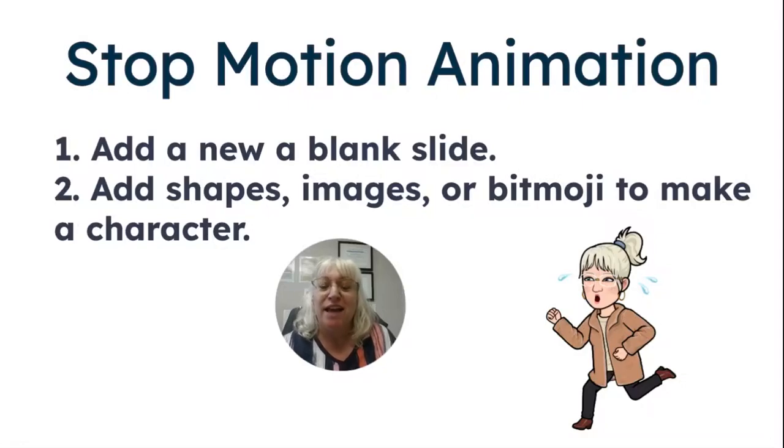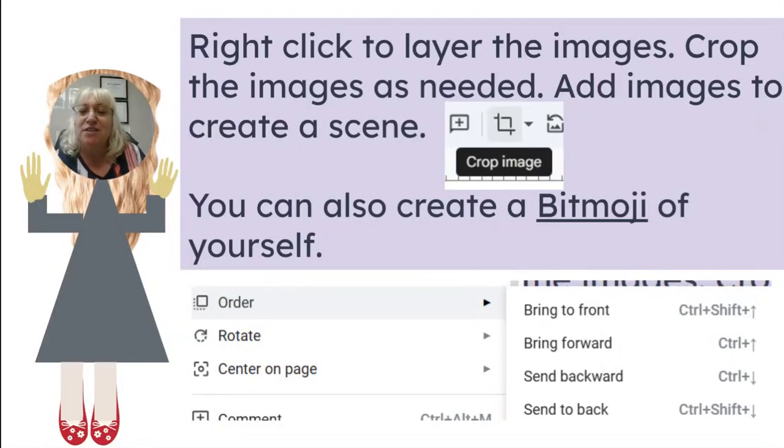Earlier, we explored adding a GIF to your slide. Now we're going to create your own animation. Add a new blank slide and then add shapes, images, or even your own Bitmoji to make a character. Just a caveat to think about. The age restriction for creating your own Bitmoji is 13, and you need your parents' permission. However, you can easily make a character just using shapes and layering them.